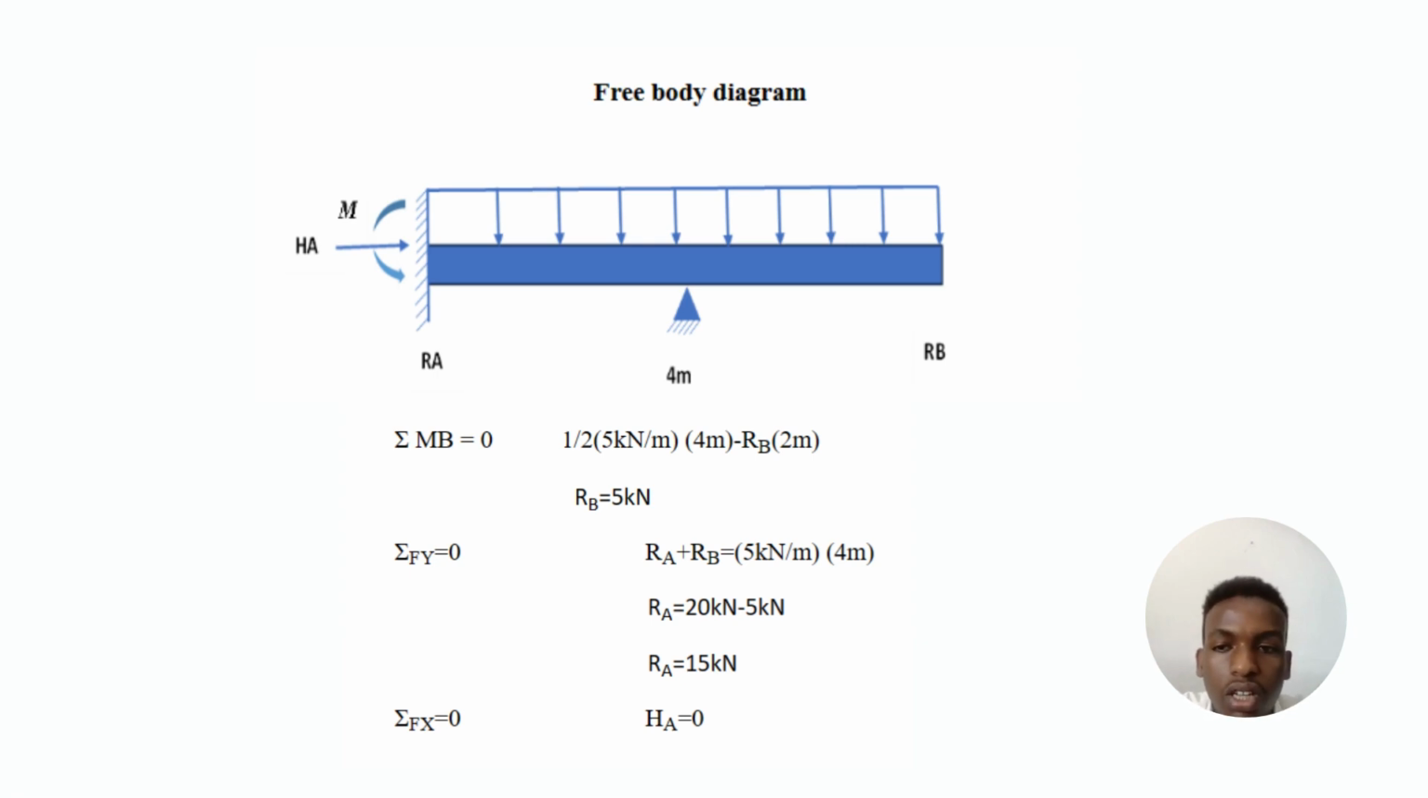As you can see from the picture, the structure is a cantilever beam supported by a fixed support column. Since there is no movement, the sum of moments is equal to 0. That's why RB is equal to 5 kilonewton, and the summation of forces in the y direction is equal to 0. So RA is equal to 15 kilonewton, as well as the summation of forces in the x axis is equal to 0. So HA is equal to 0.